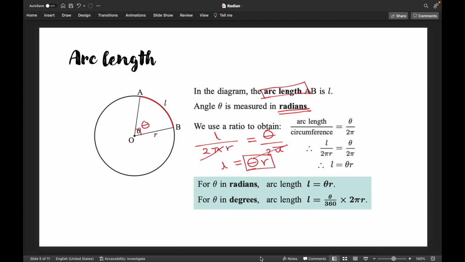And we can do the same in terms of degrees. If we use the same formula, then we get theta by 360 into 2 pi r. So for theta in radians, the arc length is theta r, and if it's in degrees, then the arc length is theta by 360 into 2 pi r.